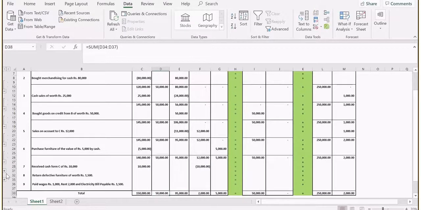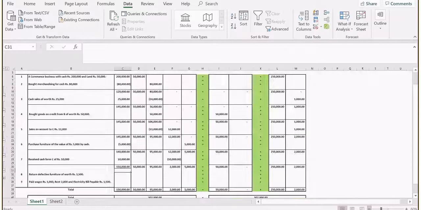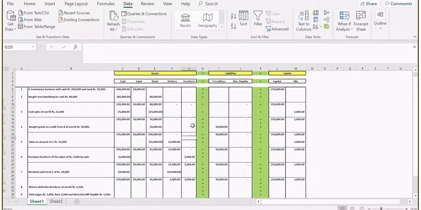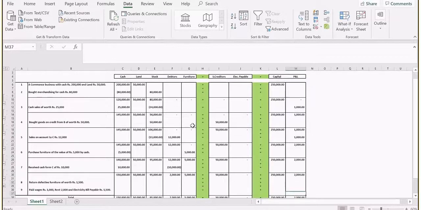Now again the cumulative impact after this transaction, you can see 1,50,000 cash, 50,000 land, 95,000 stock, 2,000 debtors, 5,000 rupees furniture, and on the right hand side, sundry creditors 50,000, capital 2,50,000, and the profit is 2,000. The eighth entry is return defective furniture worth rupees 1,500.